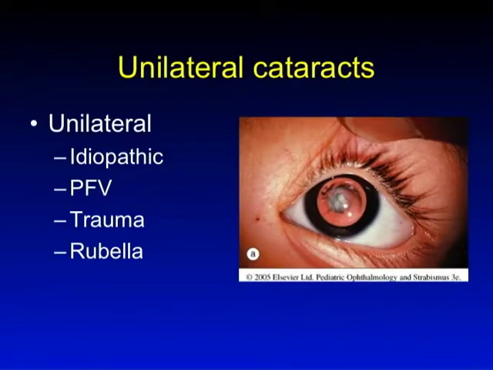So let's talk about unilateral cataracts. These are the four most common causes of pediatric unilateral cataracts. The most common one is idiopathic. The second one is probably persistent fetal vasculature, or PHPV. The third one is trauma, and the last one is rubella, although rubella is usually bilateral. By far, the most common one is idiopathic.